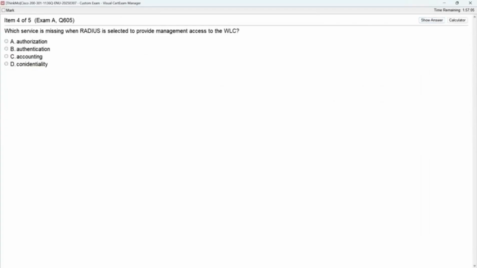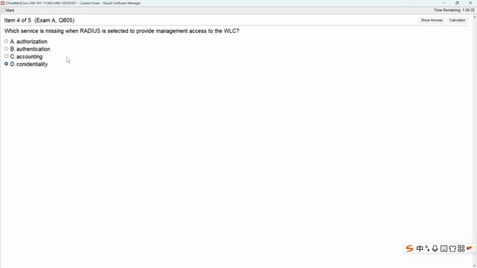All right, question 4. For question 4, it talks about the radius server when providing access for the WLC, that is for the wireless controller. Which service is needed? What kind of service can it provide? If it lacks the accounting service and it says it doesn't provide accounting, then we know it can provide authentication. This is called authorization, authentication, and accounting. Authorization, authentication, and accounting, right?